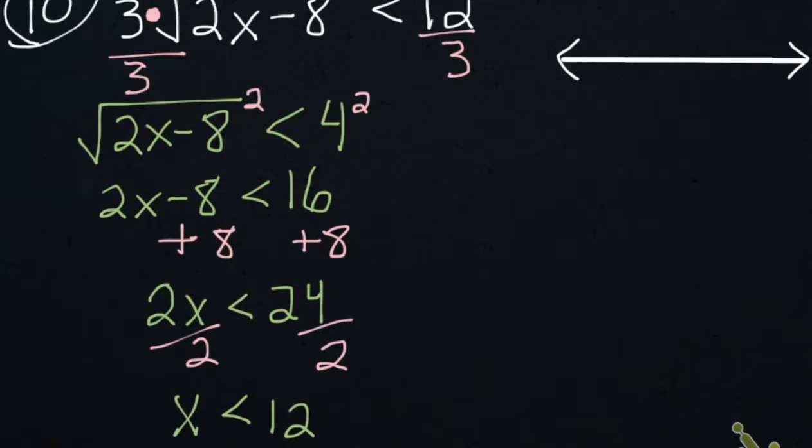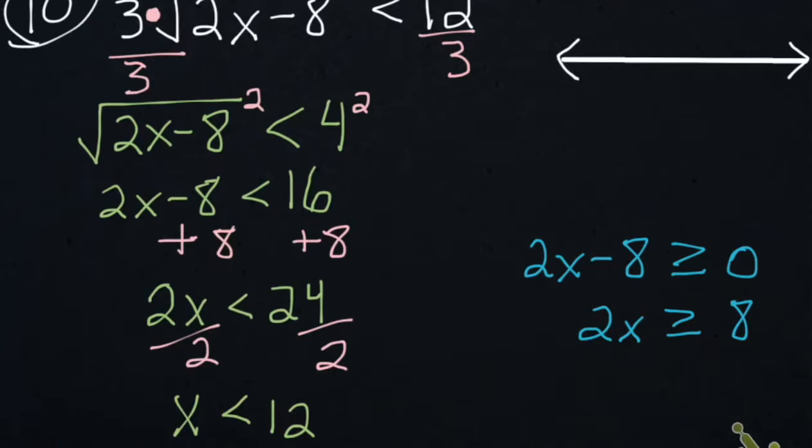Now we do part 2. Take just the stuff under the radical. 2x minus 8. Set it greater than or equal to 0. So I add 8 to the other side. 2x greater than or equal to positive 8. Divide by 2. x is greater than or equal to 4.